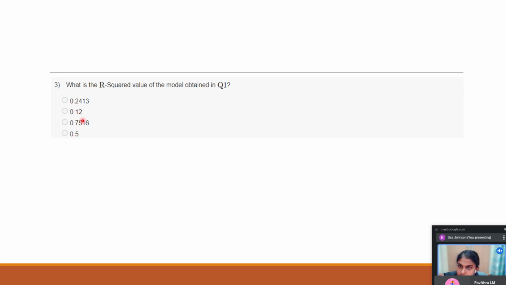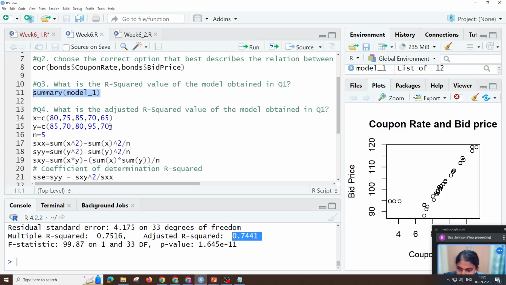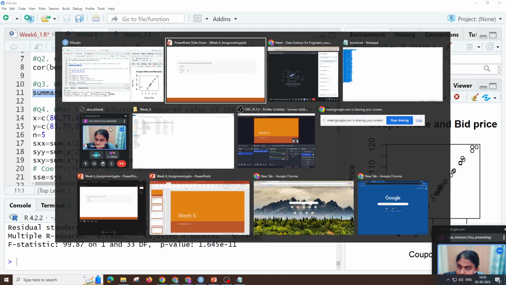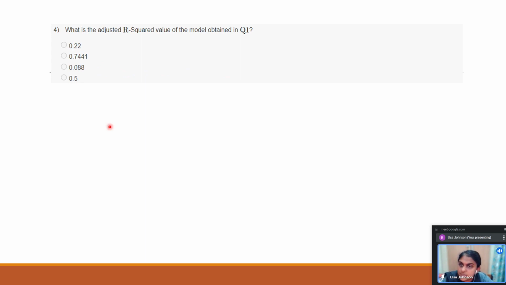What will be the answer here? Nearby that, okay, 0.7516 I think you have given, so that is the answer. Then what is the adjusted R square? Right now you have seen, you can tell the answer. Yeah, 0.7441 is the adjusted R square. Later we will be having one question, there we can see how to calculate all these.